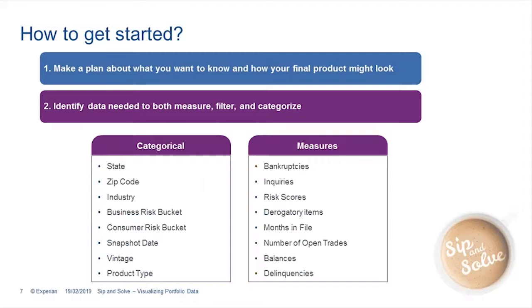Identify your data. Don't forget anything you want to use as filters or dimensions. It's easy to remember you need risk scores and delinquency measures while forgetting that you need to show those by product type or vintage. And here's just a couple of examples of categorical variables that you might need, and then the measures, which I think are a little easier to think of because you know you're measuring bankruptcies or risk scores or whatever the case may be.